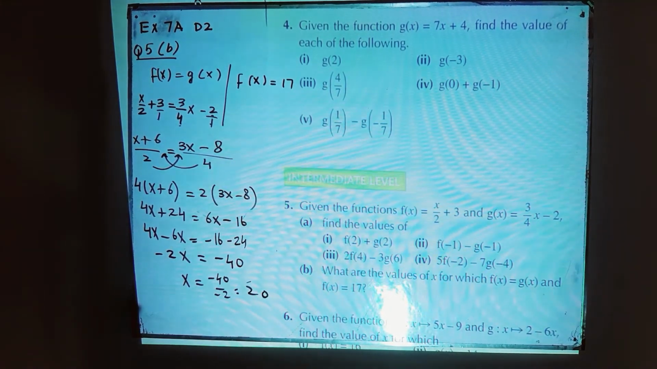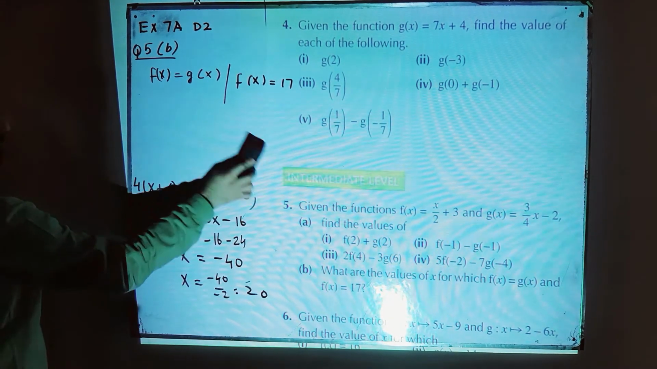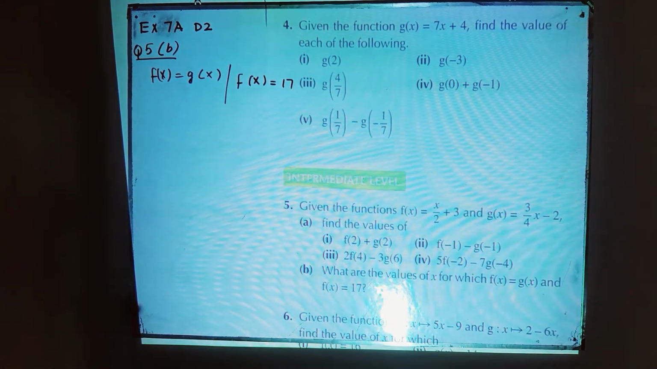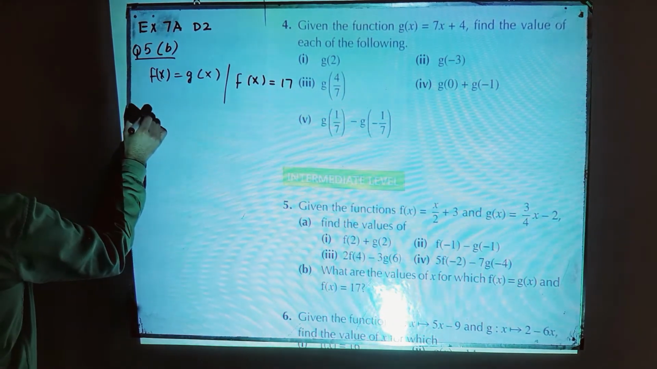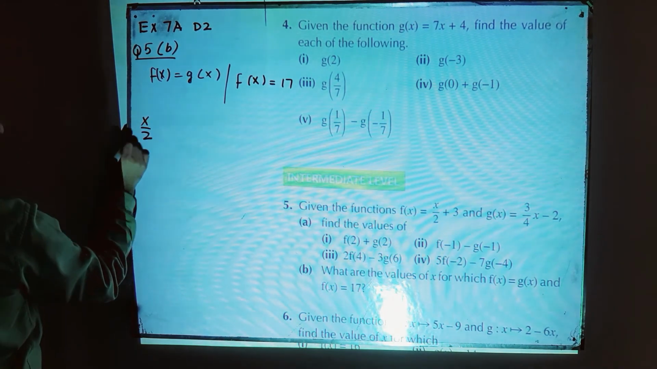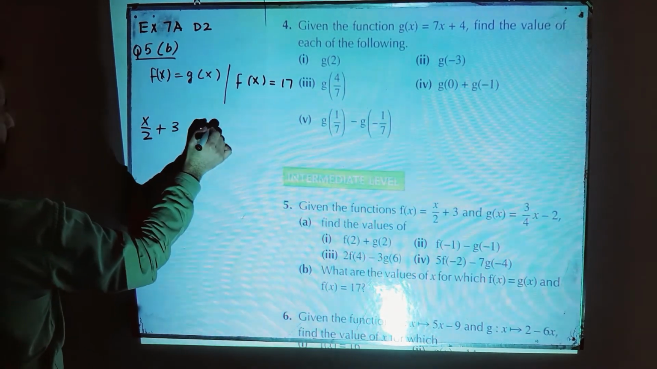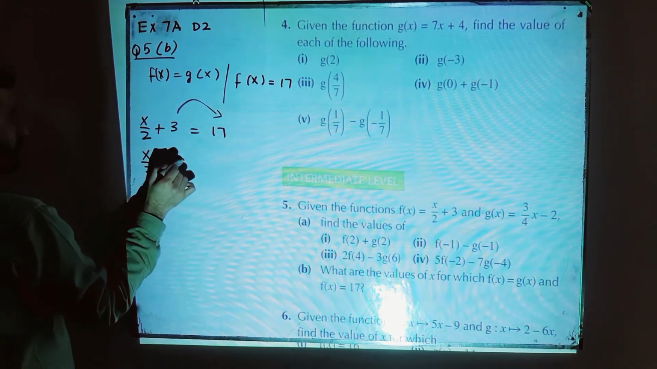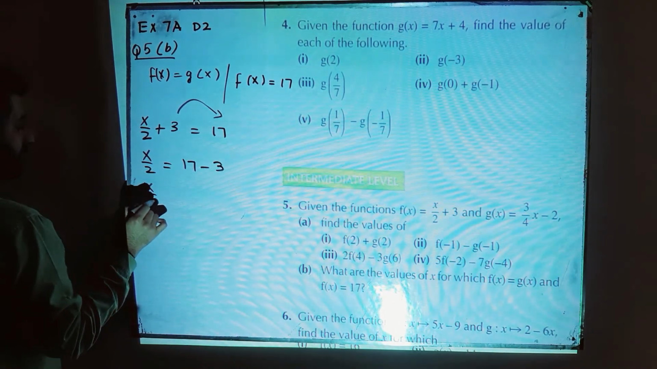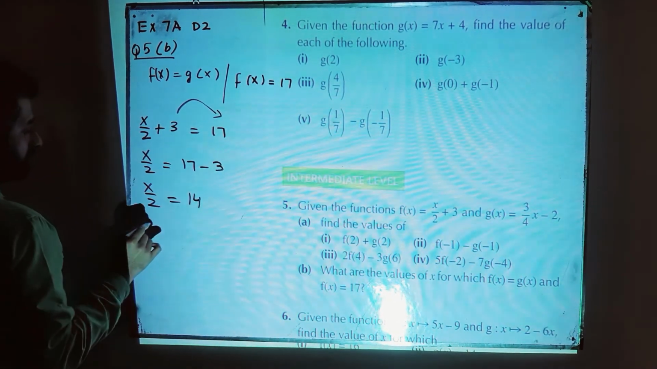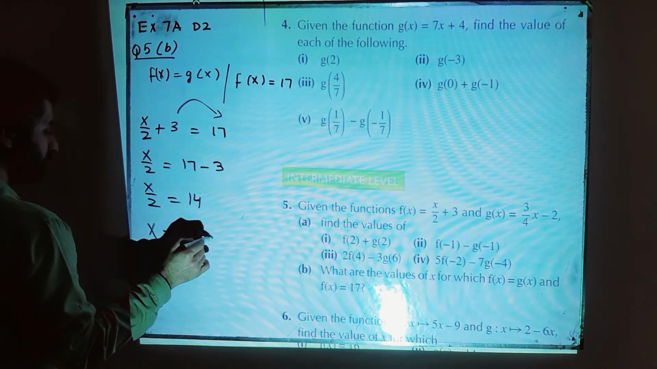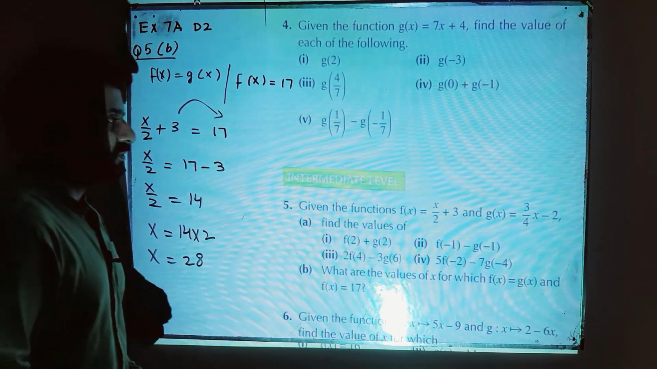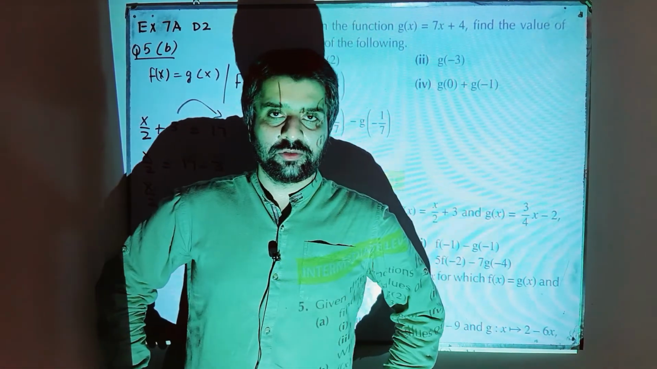Now for the second condition, f(x) is equal to 17, what will be the value? Where is f(x)? This is f(x). That means x by 2 plus 3 equal to 17. Move it to the other side. x by 2 is equal to 17 minus 3. x by 2 is equal to 14. x is equal to 14 into 2. x is equal to 28. So this is the solution up to question number 5 of this exercise 7A.